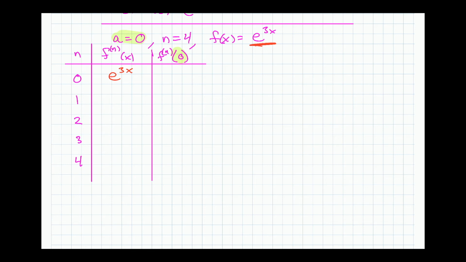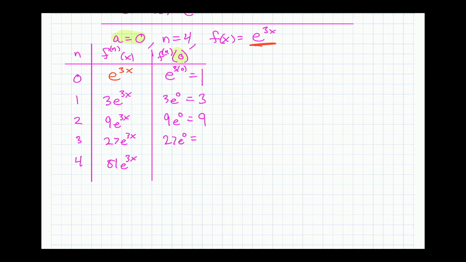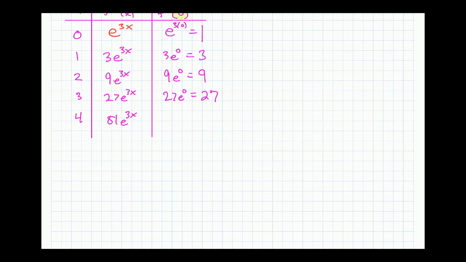So the derivative of e to the 3x is 3e to the 3x. Another derivative, 9e to the 3x. Another derivative, 27e to the 3x. Another derivative, 81e to the 3x. Okay, and then we're going to plug in 0. So we're going to get e to the 3 times 0. That's e to the 0. E to the 0 is 1. And then 3e to the 0, 3. 9e to the 0, 9. 27e to the 0, 27. 81e to the 0, 81.